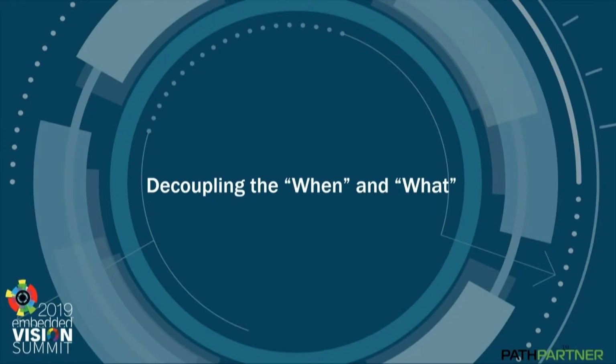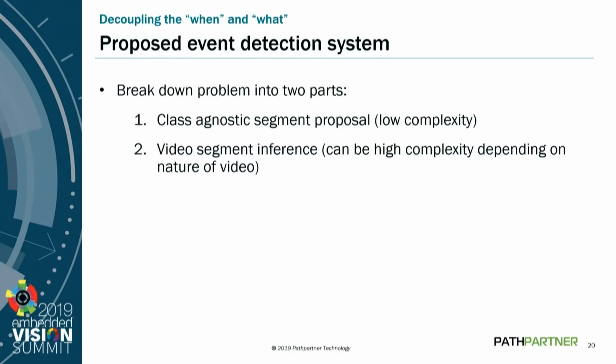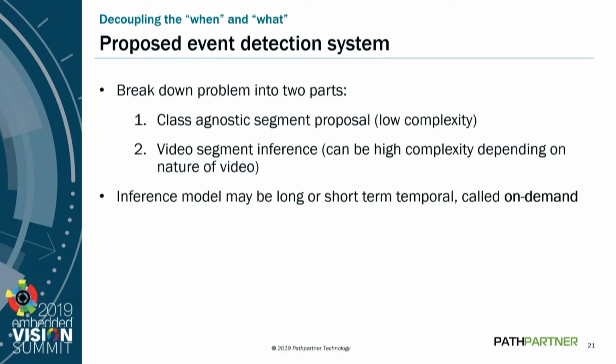We try to decouple the when from the what. So like I said, we are breaking down the problem into two parts. One is the class agnostic segment proposal, which we have designed to be a sort of low complexity model, and the video segment inference model, which can be something like C3D that depends on the nature of the video and the task. So the inference model that we are using to finally say what event it is may be short-term or long-term temporal. It could have LSTMs or whatever in it. But the key thing here is that we can call it on demand based on the low complexity model.